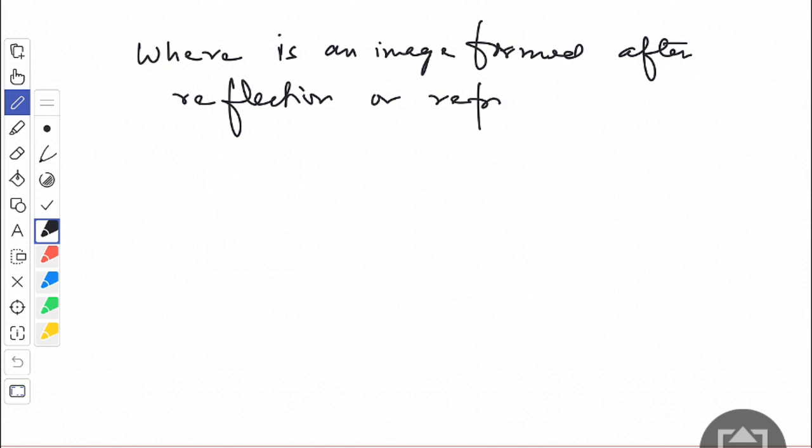Let me actually do this. I'll write the question: where is an image formed after reflection or refraction? You learn about refraction later, but I think it's important to understand image formation first. So this is a question.